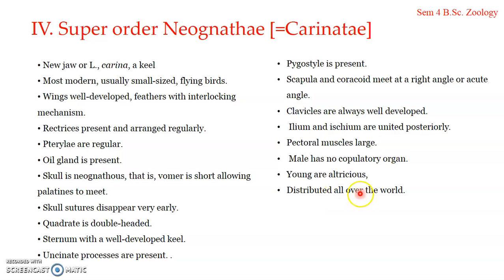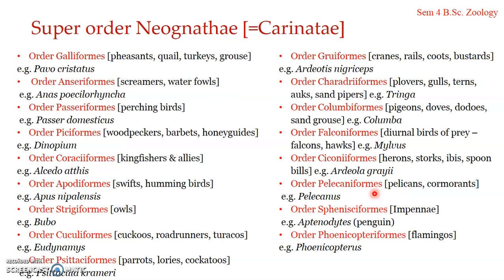Then it is distributed all over the world. Neognathae, as such, if we see, it is distributed all over the world. Superorder Neognathae. Okay, distribution, it is all over the world. Now, these are the different orders which you are supposed to learn. It is not complete, obviously, as per the classification, but this is what is mentioned in the syllabus.